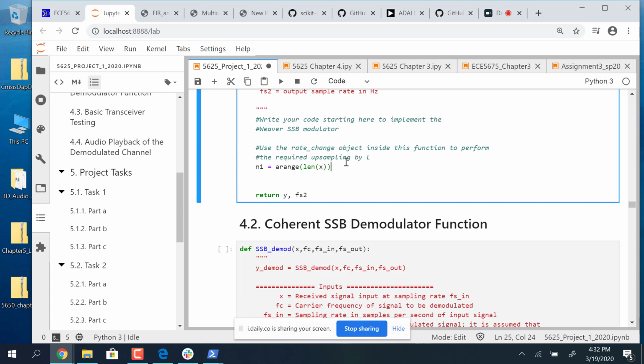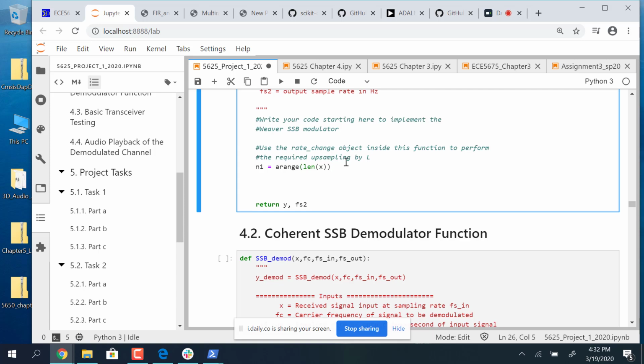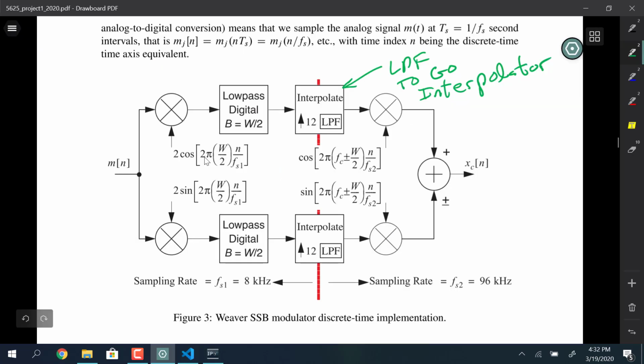And then you can come down here and create a signal. We'll call it x1, and that can be x times the cosine of something that's going to be n1 over fs1. So there's going to be an argument in here like 2 pi times w over 2, and then n over fs1.